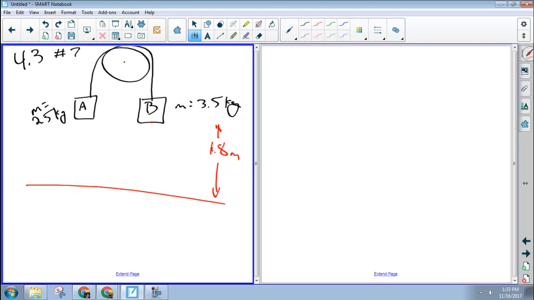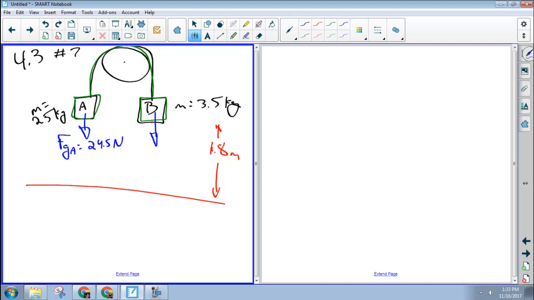So remember, you guys, you always start by looking at the system as a whole, all of your objects. So for us, all of our objects means box A, the rope, and box B. So that's my system. Okay? So you want to start by identifying external forces. So what do you got, you guys? Gravity. So the force of gravity on A turns out to be 24.5 newtons.